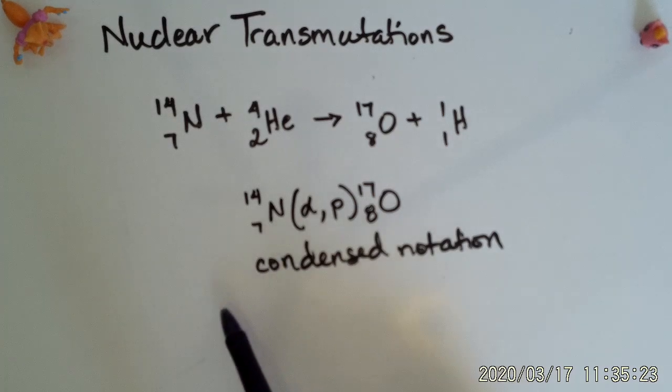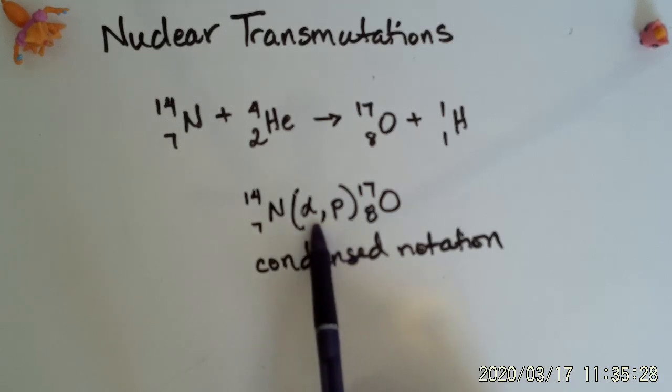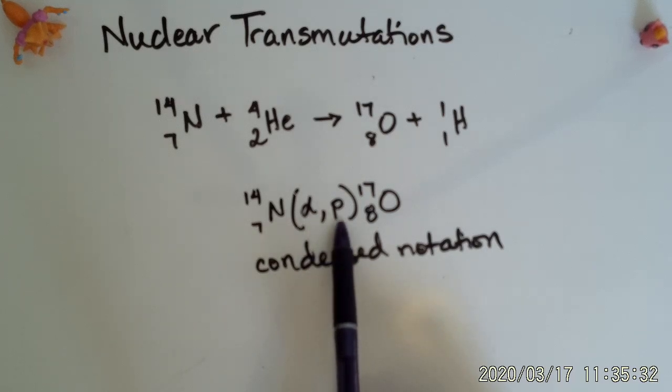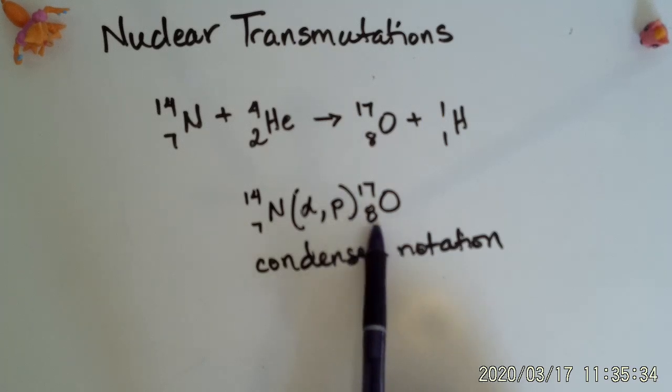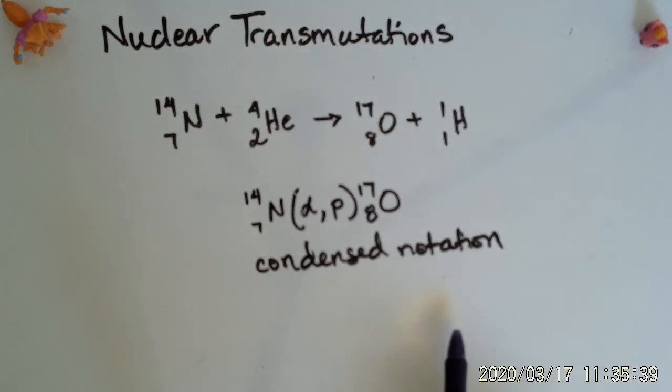In the condensed notation, we write down our starting atom, write down the particle that we bombarded it with, we write down the particle that was emitted, and the resulting new element. So this is the condensed notation for that.